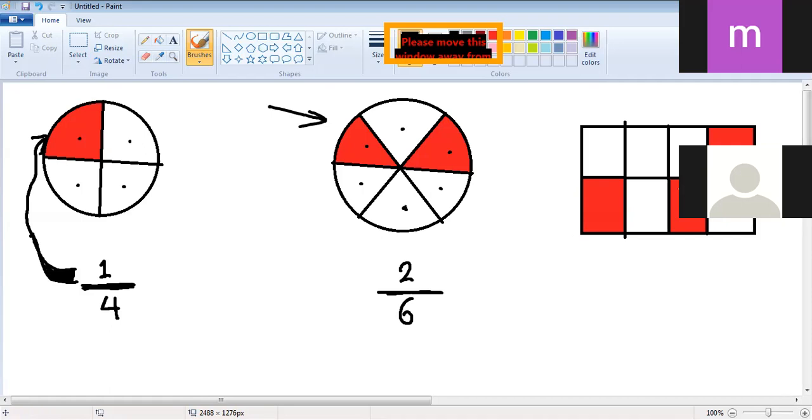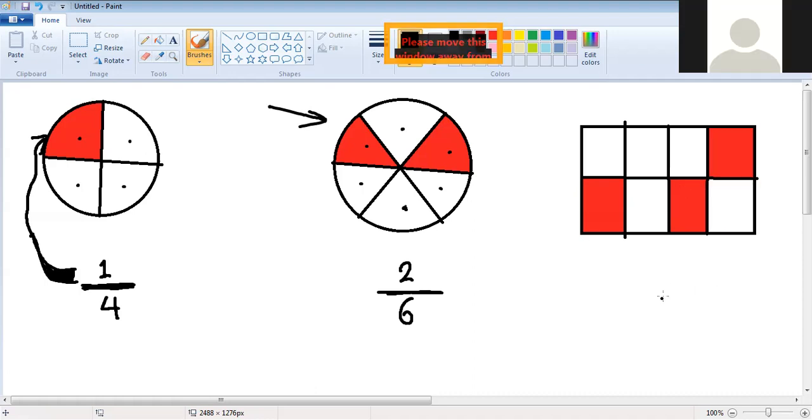Muhammad, what is the fraction of the third shape? The shaded parts. 5. The shaded parts. I said the shaded parts. Like the red parts. 3. 3 over 5?